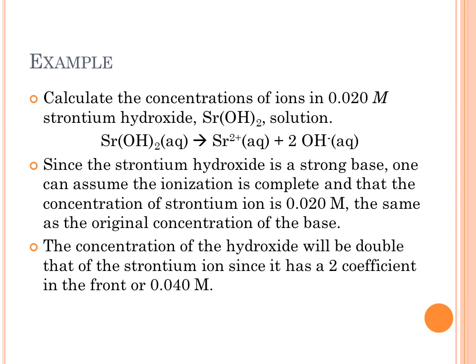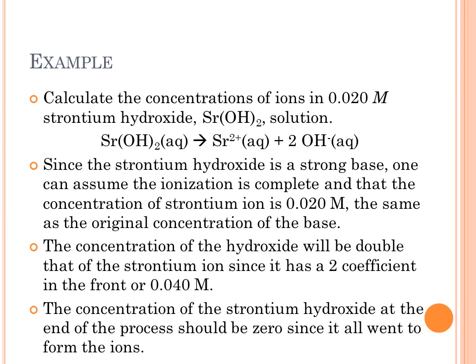That'll be important once we start calculating pHs of these solutions based on the hydronium or hydroxide ion concentration, so it's important to pay attention to that stoichiometry. The concentration of the original base, the strontium hydroxide, would be 0 since it was a strong electrolyte and completely dissociated to form the ions.